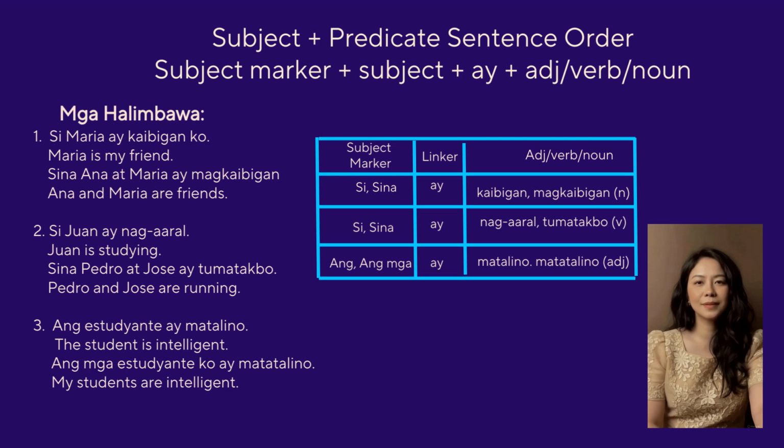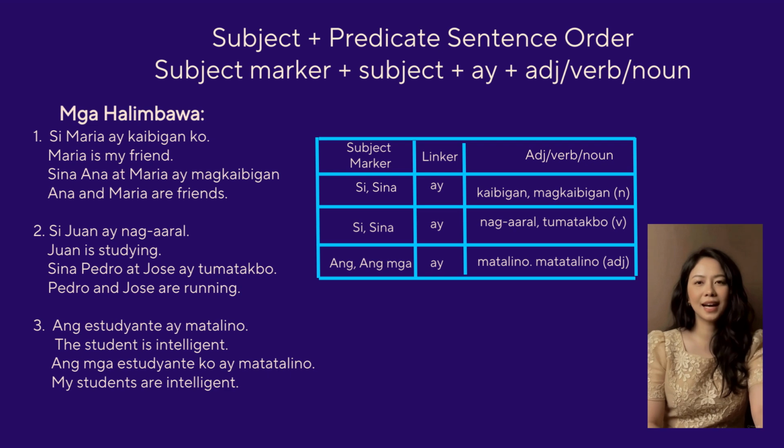Second example, si Juan ay nag-aaral. Sina Pedro at Jose ay tumatakbo. For the sentence format here, we are using the si and sina as subject markers to introduce the subjects. And we use the I linker and the verbs nag-aaral and tumatakbo.